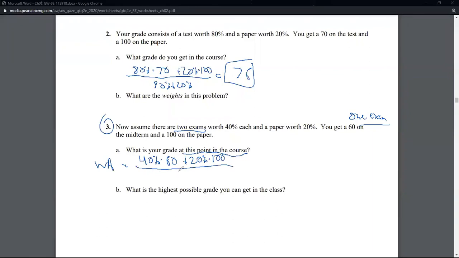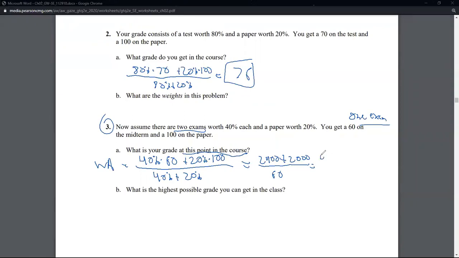Do not add up all percentages, just the ones in this formula. The 40% for the midterm, which we have a grade for, plus the 20% for the paper, which we have a grade for. No grade on the final, don't put it in the weighted average. 6 times 4 is 24, so that's going to be 2,400. 2 times 1 is 2, so that's going to be 2,000 over 60.